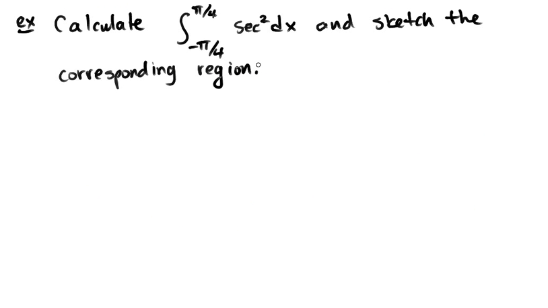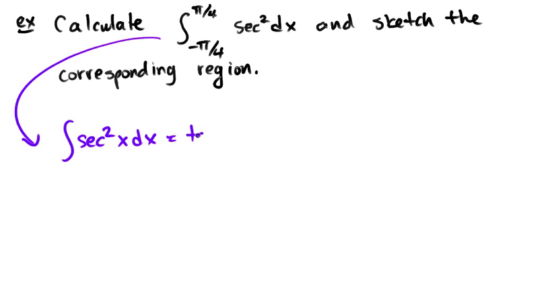So in this example, we want to calculate the definite integral from negative pi over 4 to pi over 4 of secant squared x dx, and then sketch the corresponding region. So initially you should think, oh, if I were taking the indefinite integral of secant squared x dx, I would be talking about tan x plus c. So I want to be using tan x when I am calculating the definite integral.